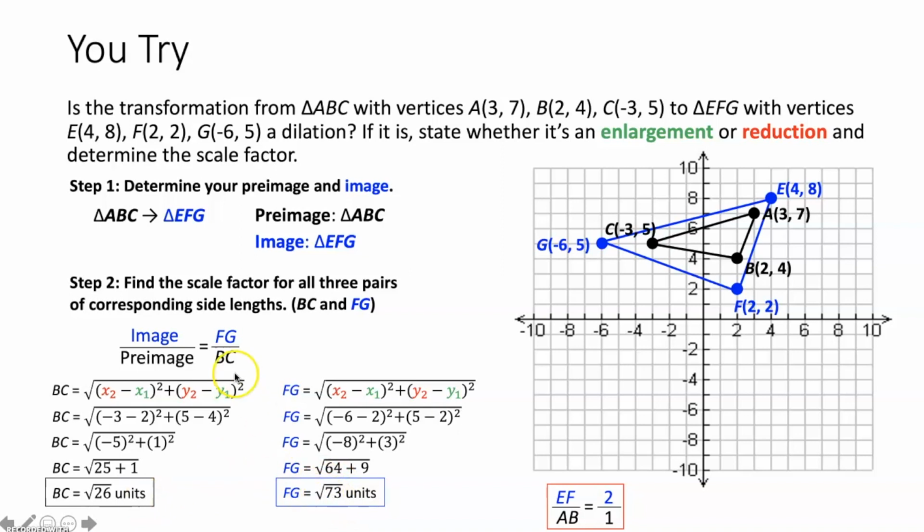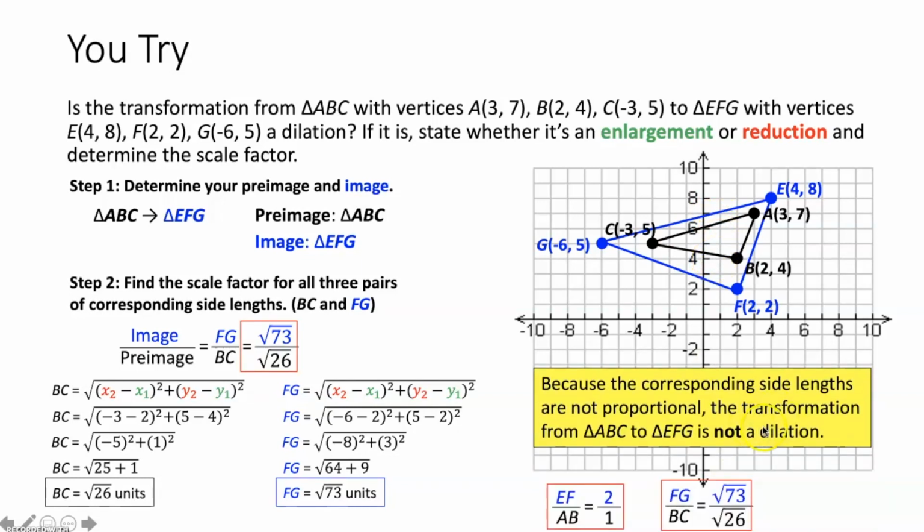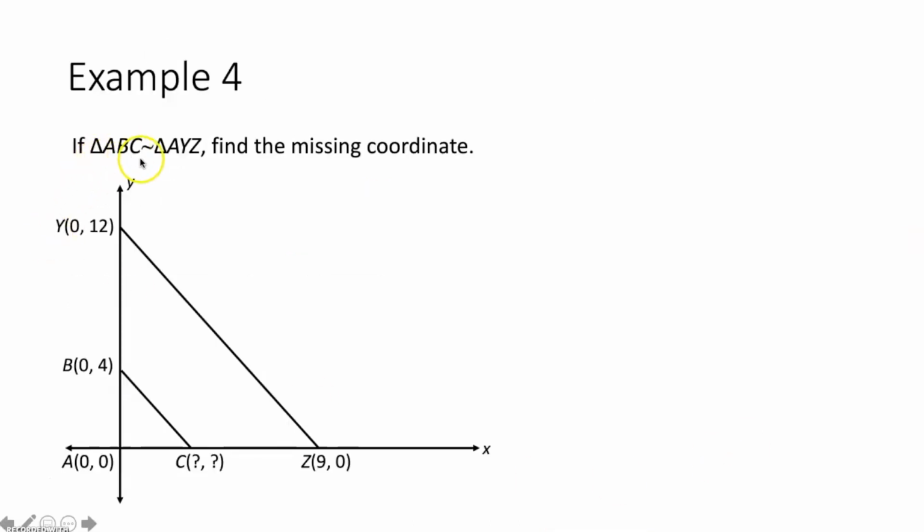We then create our scale factor as √73 over √26, and that does not simplify any further. So this would be the scale factor for this pair of corresponding side lengths. Now the issue with that is that this scale factor does not match the scale factor we found with the other 2 pairs of corresponding side lengths, meaning all 3 pairs of corresponding sides are not going to be proportional. Therefore, this cannot be a dilation, and you can just stop right there. You're done.